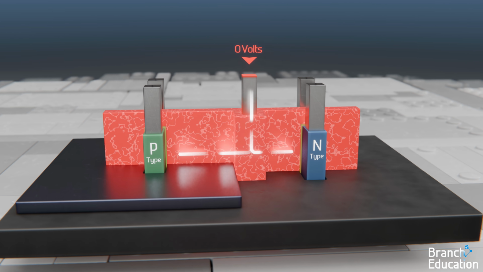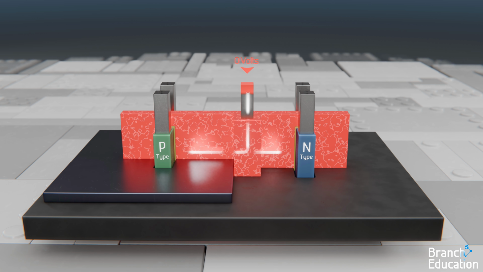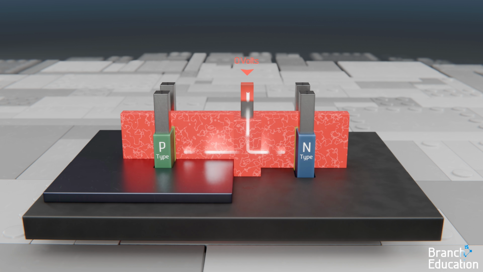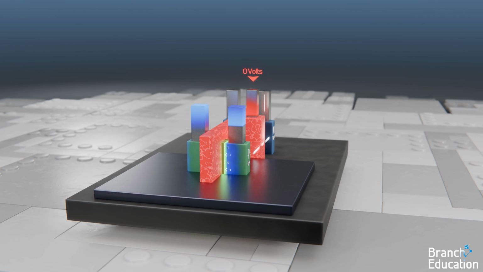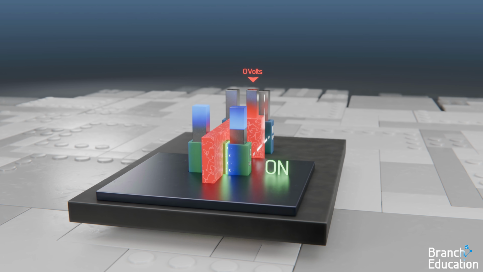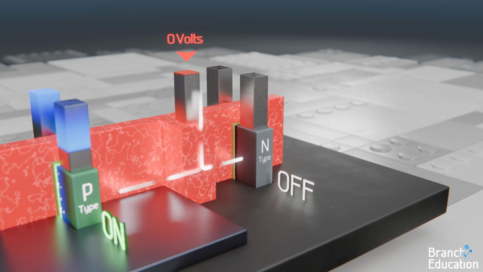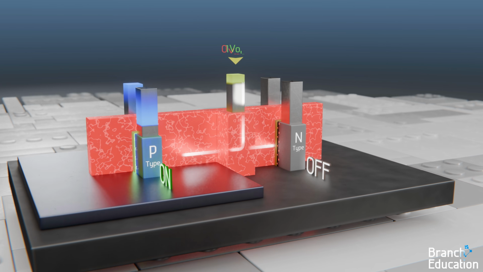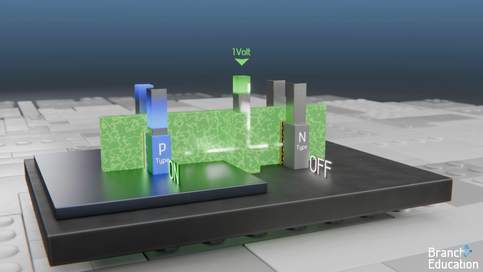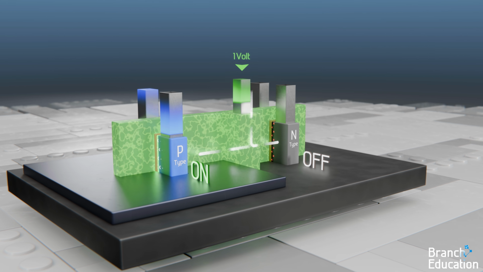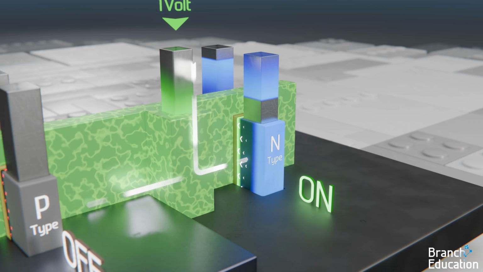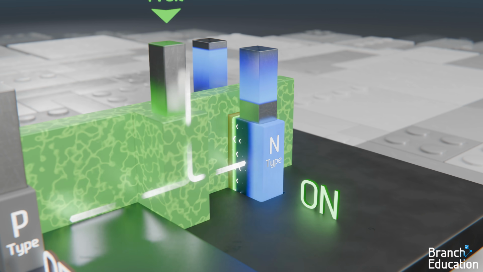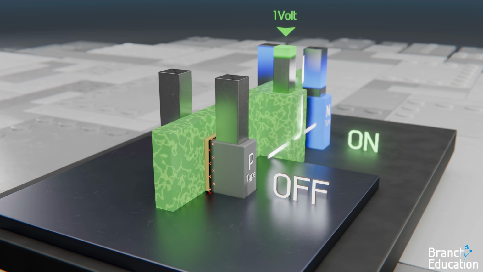Because the N-type and P-type transistors are opposite of each other, when 0 volts is applied to the gate, the P-type will allow electricity to flow through the channel and is considered on, and the N-type will be off. And then, when 1 volt is applied to the gate, the N-type and P-type FinFETs flip to on and off, and the N-type allows electricity to flow through while the P-type doesn't.